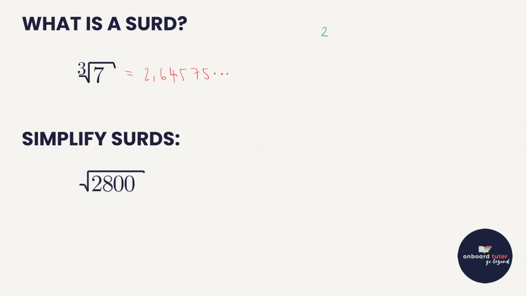So when we were in grade 8, we would have learnt that we can do this ladder method, and we can say 2 goes into 2,800 1,400 times. 2 goes into 1,400 700 times. 2 goes into 700 350 times, and so on until we were left with only prime numbers. Okay, it's important to know this because these questions will require us to show all of our steps. But what we can do at grade 11 level is do this prime factorization step on our calculators.